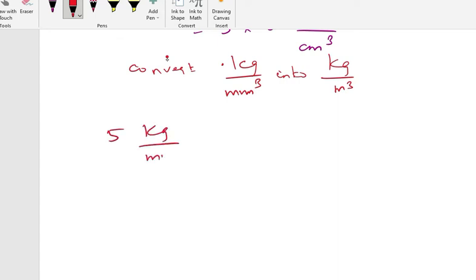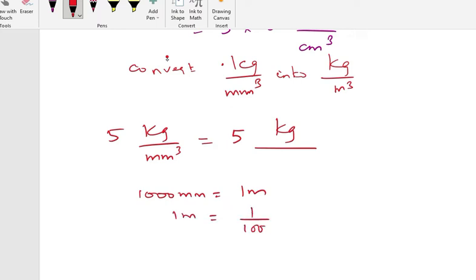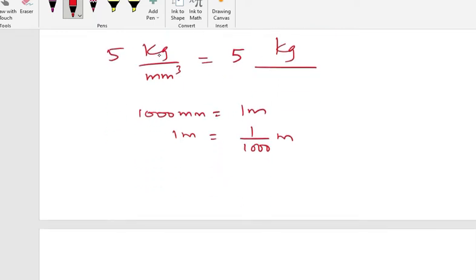Now we will convert kg per millimeter cube into kg per meter cube. For example, we have 5 kg per millimeter cube, and this has to be converted into kg per meter cube. The numerator, 5 kg, remains the same. We know that 1000 millimeter is equal to 1 meter, so 1 millimeter is equal to 1 by 1000th of a meter. We write this cubed, so millimeter cube becomes meter cube.